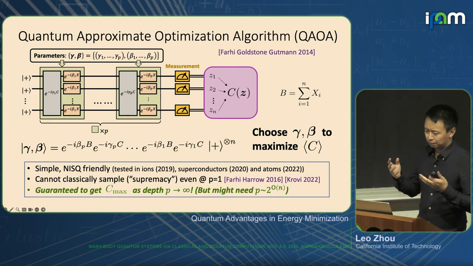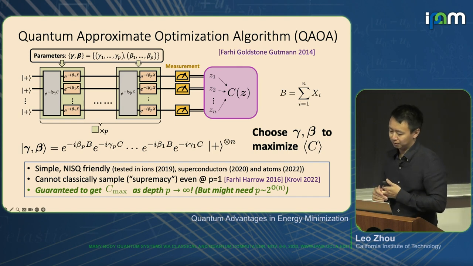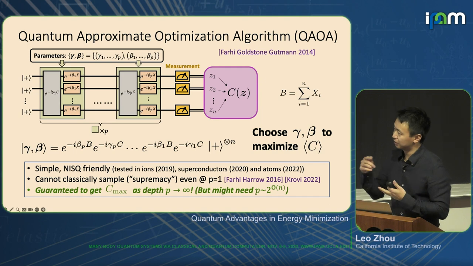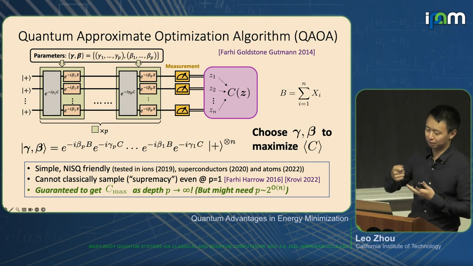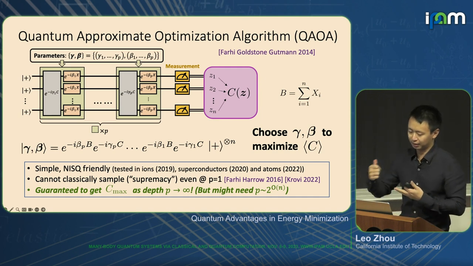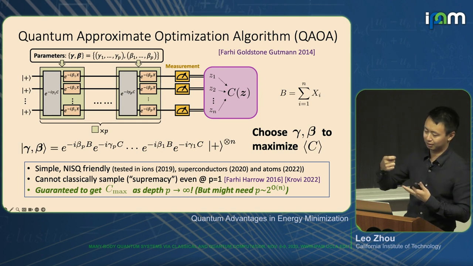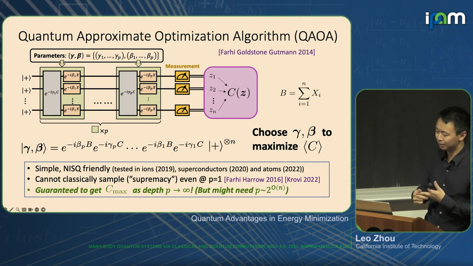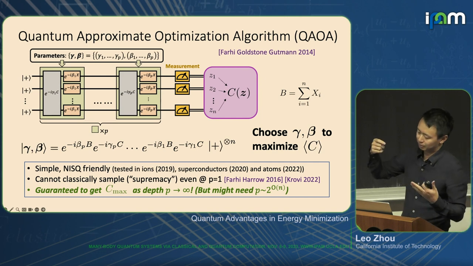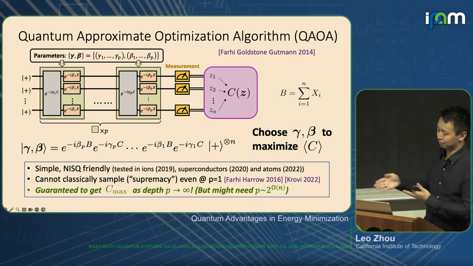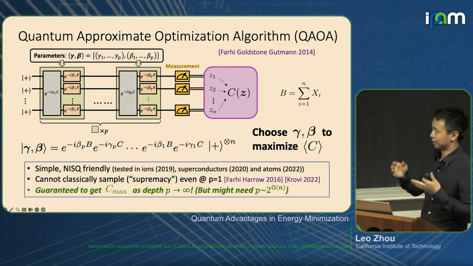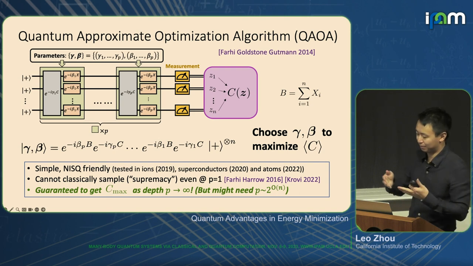Now, finally, an important property of this algorithm is that we can actually prove that there are parameters that guarantee that as the depth of the algorithm p goes to infinity, you can get the maximum, suppose you're trying to maximize the cost, the energy, instead of minimizing. But the problem with this is that this proof relies on a reduction to the adiabatic algorithm, and it might naively require p to scale exponentially, while in practice, it might actually be much more favorable.